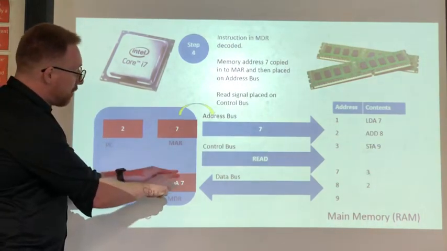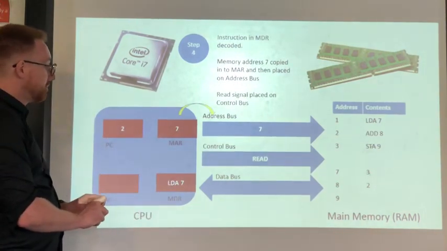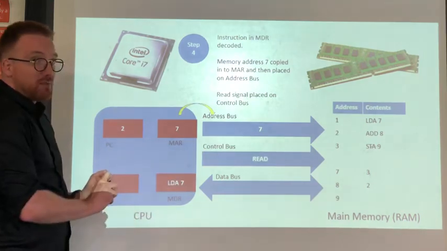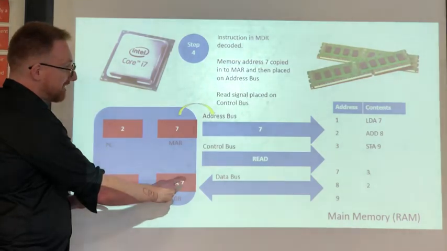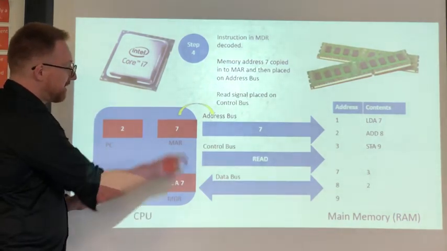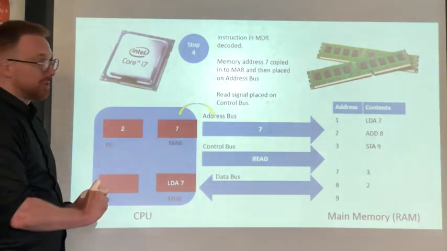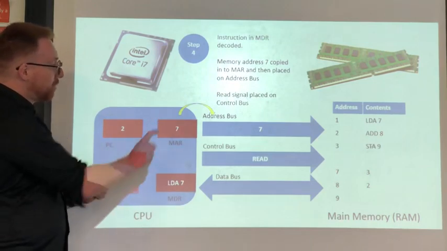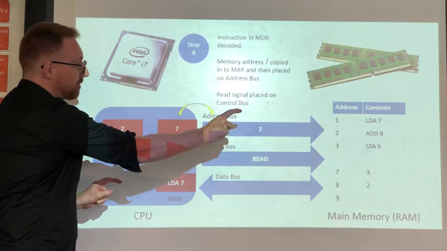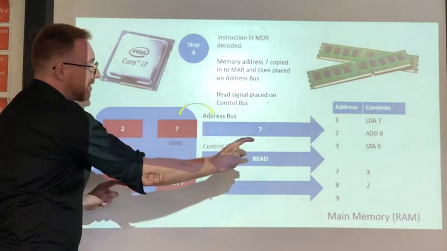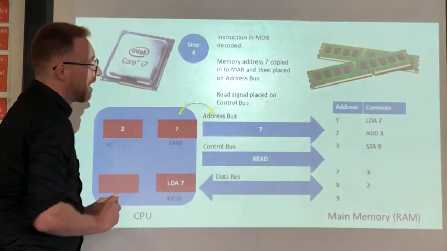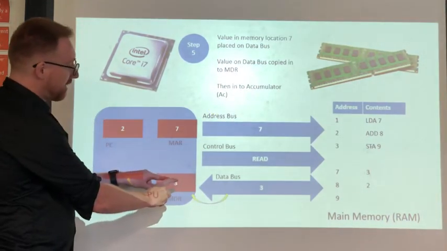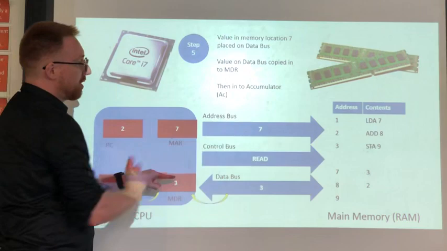So it's a load into the accumulator instruction. So we want to load into the accumulator whatever value is in memory location 7. So we place 7 into the memory address register. Now that it's in the memory address register, we can place that onto the address bus, put the read signal onto the control bus, and we're ready to get into the memory data register the value that's in location 7.